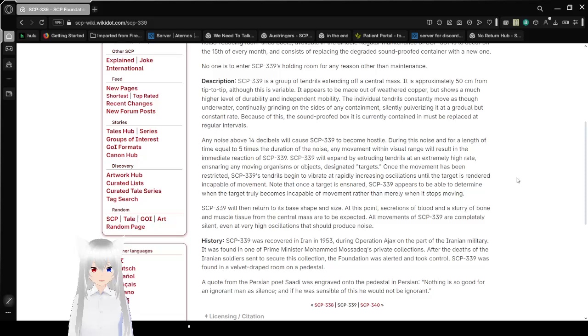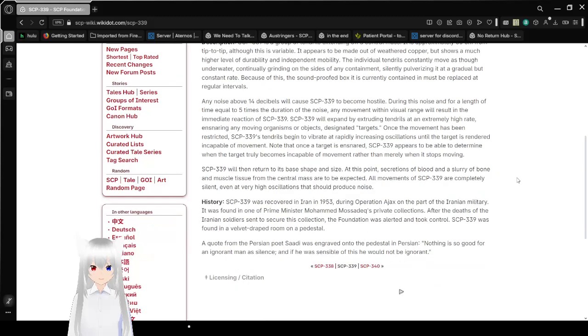Any noise above 14 decibels will cause SCP-339 to become hostile. During this noise, and for a length of time equal to 5 times the duration of the noise, any movement within its range will result in the immediate reaction of SCP-339.